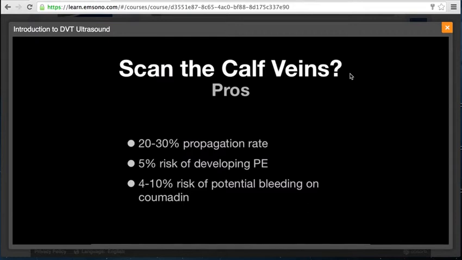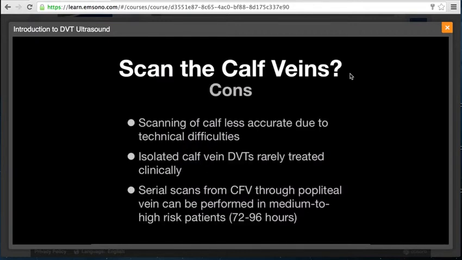Some studies have shown that there's a 20 to 30% propagation rate of isolated calf DVTs, and that there's about a 5% risk of developing pulmonary embolism with isolated calf DVTs. However, there's a 4 to 10% risk of potential bleeding while on Coumadin. So a lot of this will boil down to if you're at a center that does treat isolated calf DVTs versus a center that does not treat a calf DVT and would only treat a DVT if it was from the popliteal vein and proximal.